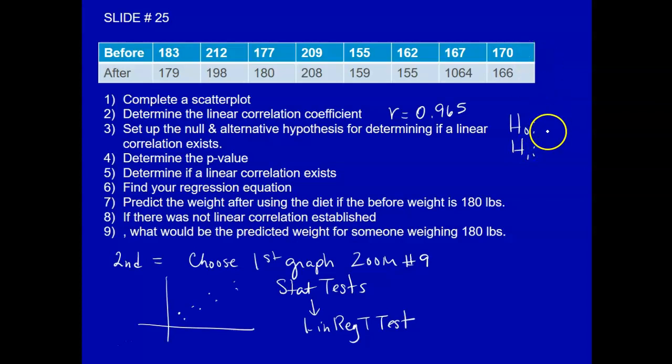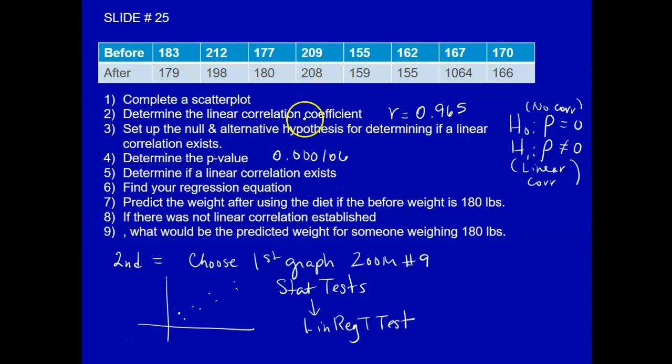As far as setting up the null and alternative hypothesis, these are the same every time you check for linear correlation. It's going to be rho equals 0 and rho does not equal 0. The null is indicating no correlation, and the alternative indicates that there is a linear correlation. All right, so we want to determine the p-value. The p-value, again, we're going to get from this linreg t-test, and that's going to be 0.000106.